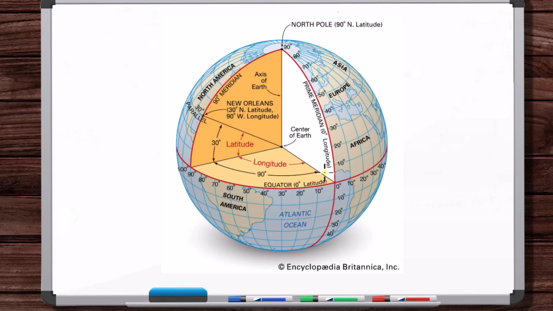So this would be 0 to 180, and they don't say here, South America, I guess that's west, and then this would be 0 to 180 east. And then again, you could go down to the fraction of a second to pinpoint an exact location.